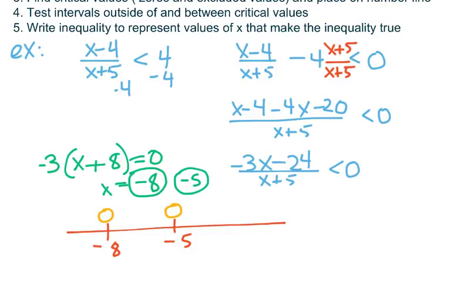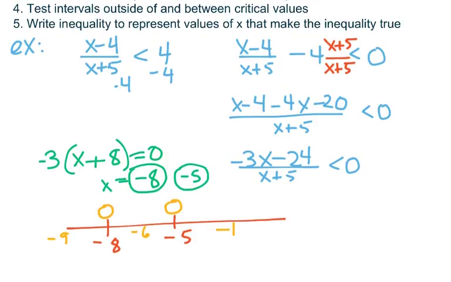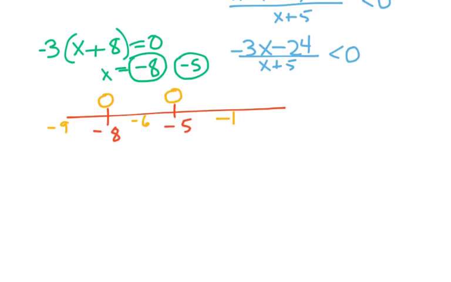So then I'm trying to test these regions in between the two critical values and outside. I can test negative 9, I could test negative 6, and I could test, let's just say, negative 1. I'm going to test all of those to find out whether values in between negative 8 and negative 5, or outside negative 8 and negative 5, make this true.